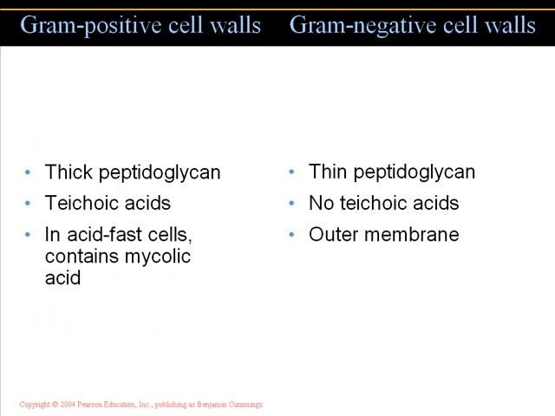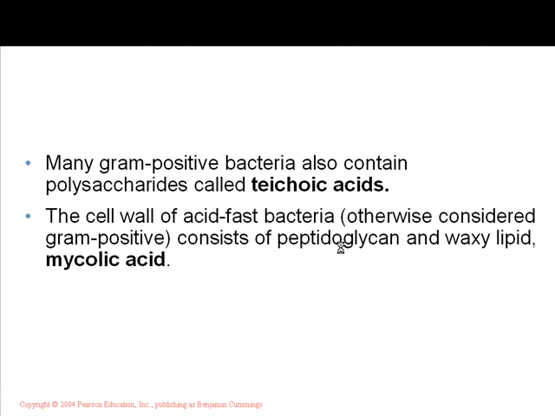Gram-positive versus gram-negative cell walls. You should be familiar with this slide. Gram-positives have thick peptidoglycan and teichoic acid. In acid-fast cells, it also contains mycolic acid. Acid-fast cells, for example, would be Mycobacterium tuberculosis. Gram-negative cell walls have thin peptidoglycan and no teichoic acid, with an outer membrane.